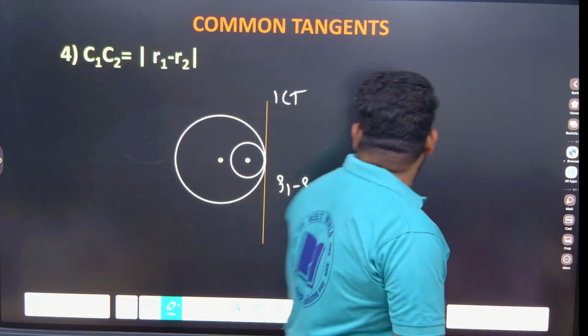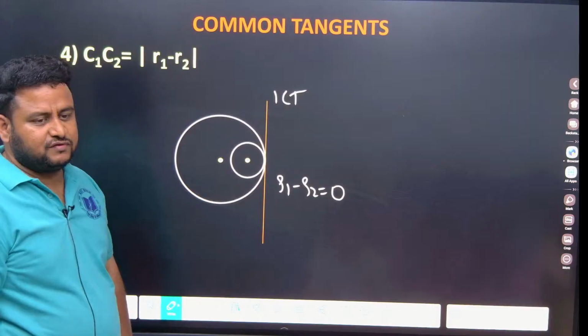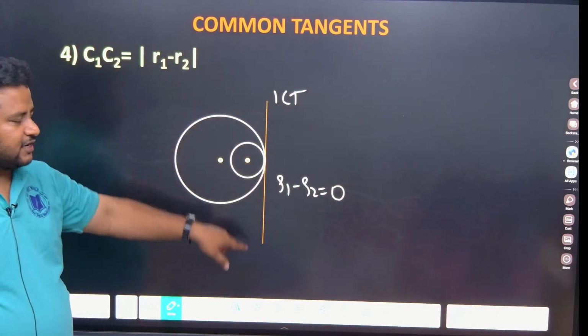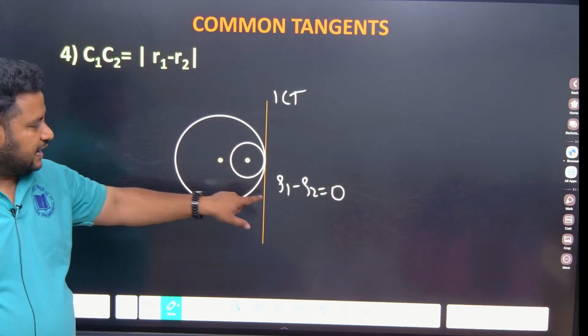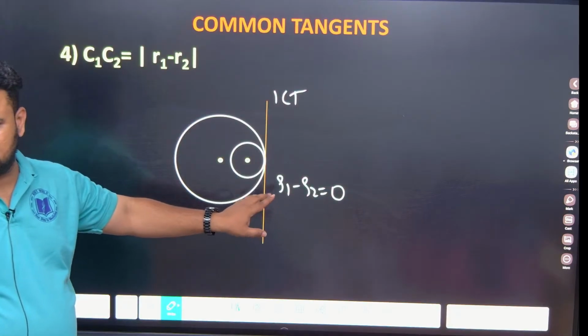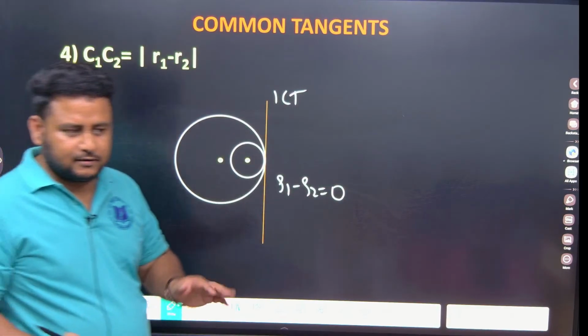Next one. See here, C1C2 is equal to the difference of the radii. Then there is only one common tangent, one circle will be inside another, and the equation is given by S1 minus S2 is equal to 0. Clear? Clear till here? Okay.